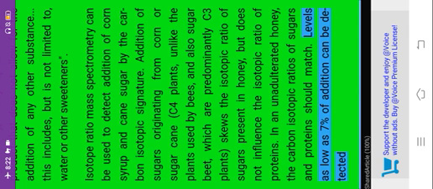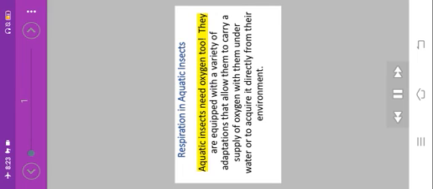Respiration in aquatic insects. Aquatic insects need oxygen too. They are equipped with a variety of adaptations that allow them to carry a supply of oxygen with them underwater or to acquire it directly from their environment. Cuticular respiration. Many aquatic species have a relatively thin integument that is permeable to oxygen and carbon dioxide. Diffusion of gases through this body wall, cuticular respiration, may be sufficient to meet the metabolic demands of small, inactive insects, especially those living in cold, fast-moving streams where there is plenty of dissolved oxygen.